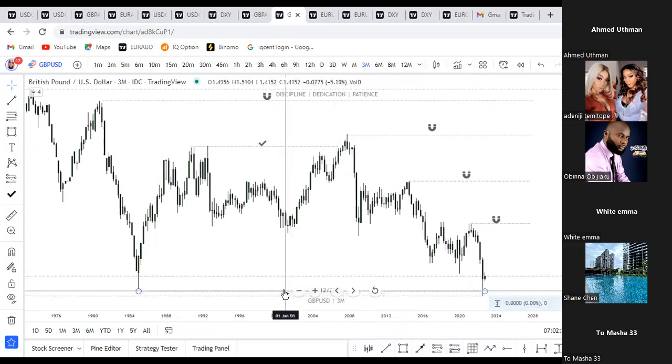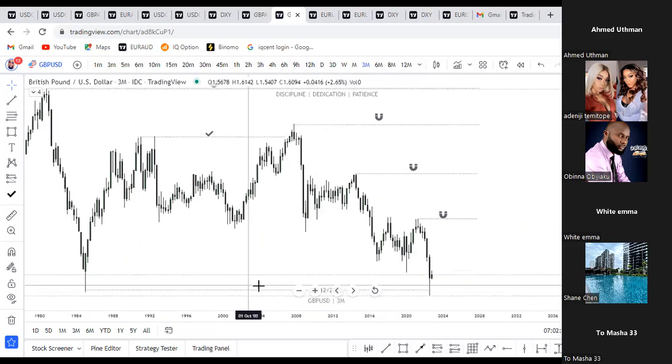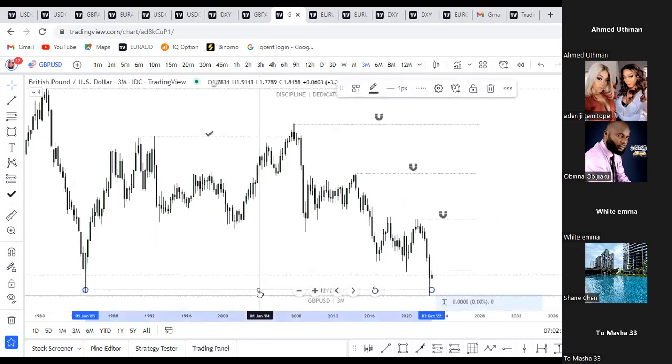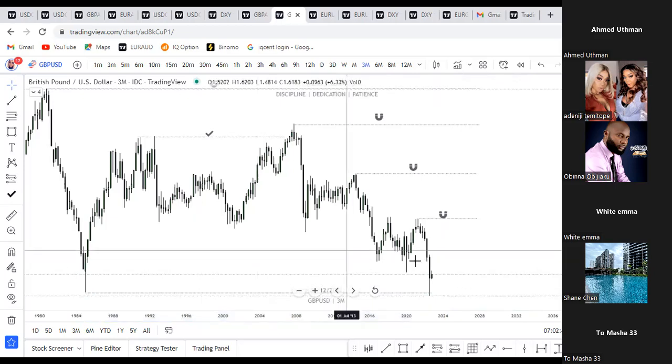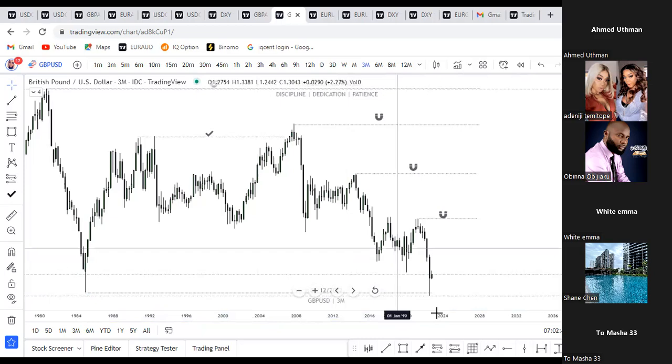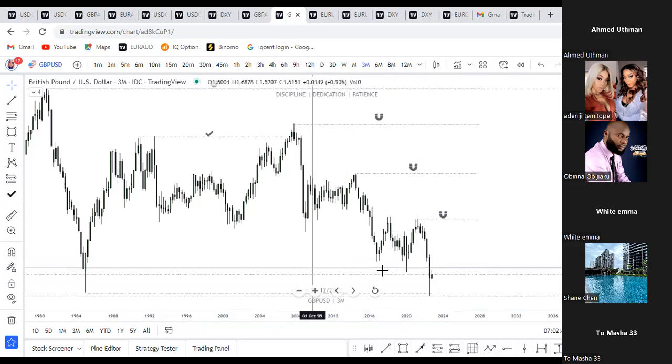This is huge, history was made. This was a low that was created in 1985. I think before most of you were even born, right? That low was created in 1985. And for the first time, price created a new low. For the first time in how many years? 30-something years.